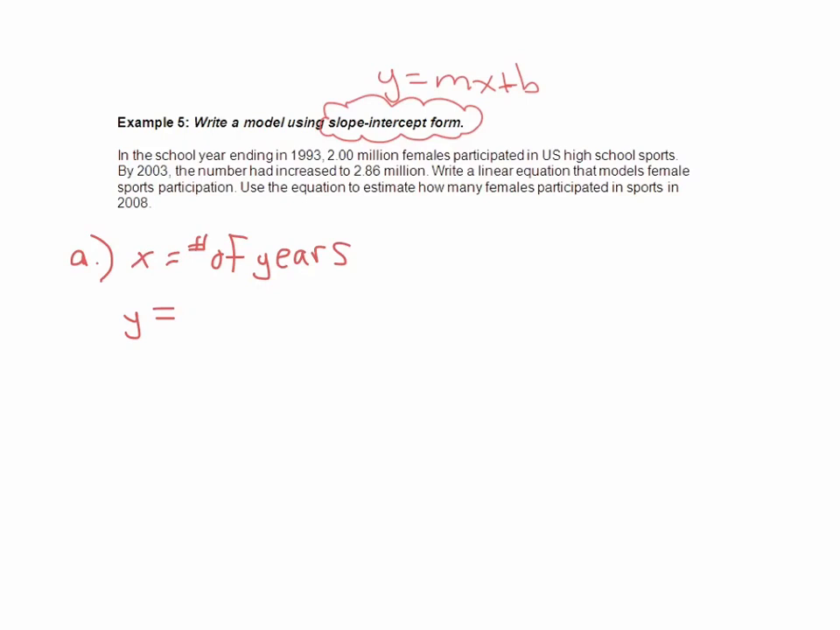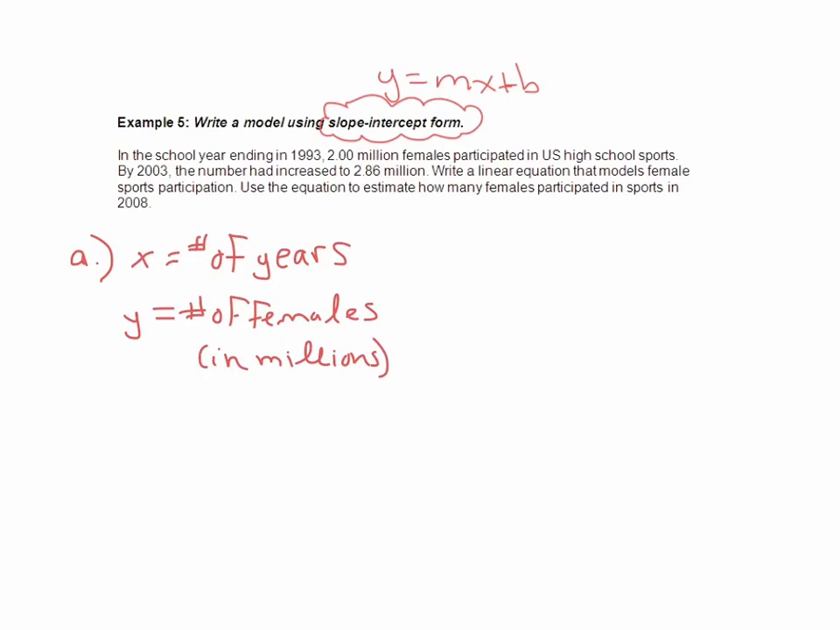Okay, and you said the other quantity was females, right? So Y will be our number of female athletes. And I'm going to say Y is in millions, because I care to not carry all those zeros around in the problem if it's all the same to you.